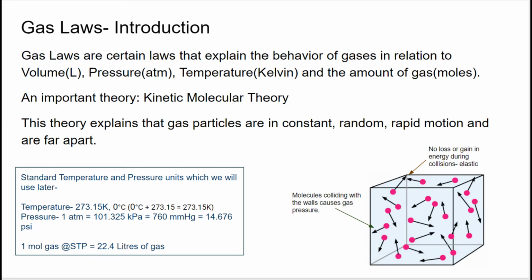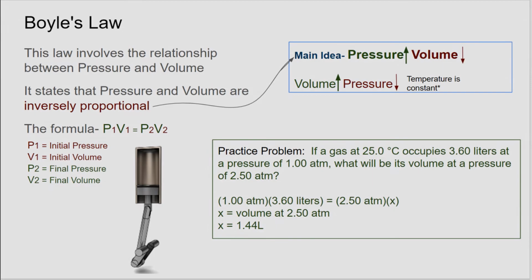And now going to our first gas law, we have Boyle's law, and this law shows a relationship between pressure and volume, and that they are inversely proportional. As the pressure increases, the volume decreases, and as the pressure decreases, the volume increases.